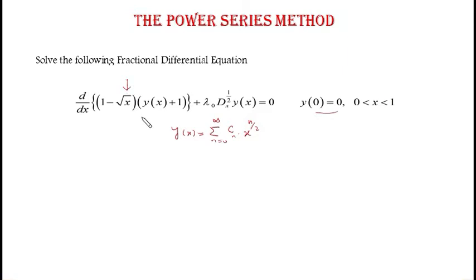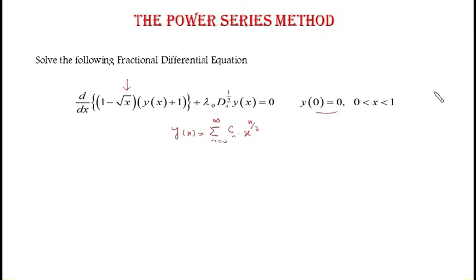function, which is the coefficient of y of x, and it has power x to the power 1 by 2. Taking a clue from that power, I am taking the power x to the power n by 2 here. The rest of the process is the same. I will just plug the value of y of x into this equation. I will apply this Caputo fractional derivative on this function, and then I will arrange the series. I will compare the coefficients and I will get some recurrence relation, and I will find cn. As soon as I find cn, I will plug it here and this will be the solution.